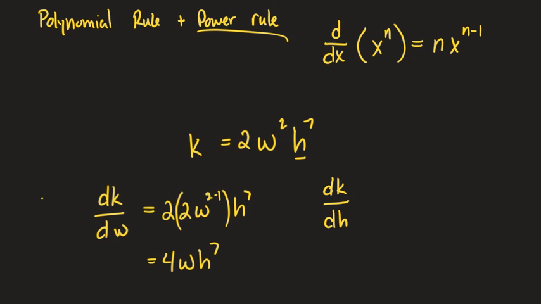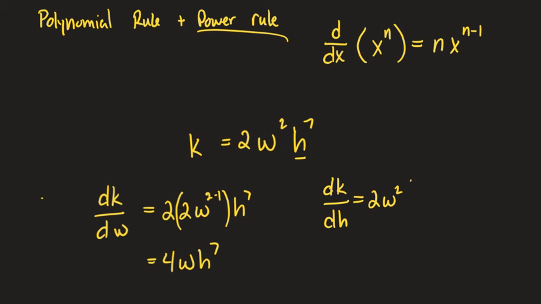Let's try it again. Let's do the derivative again. We have our function now, it's 2w squared h to the 7th, but we're now saying we're taking the derivative with respect to h, so w is going to be our constant. So we start the derivative process and we just leave 2 alone. It's a constant. And this time we're going to leave w squared alone. It's a constant. But h isn't.